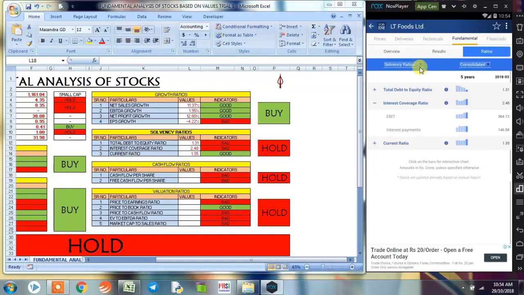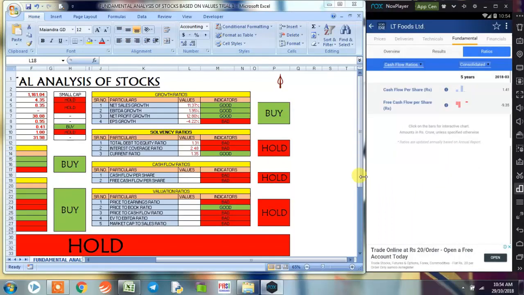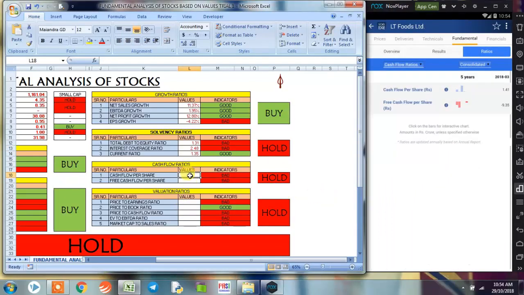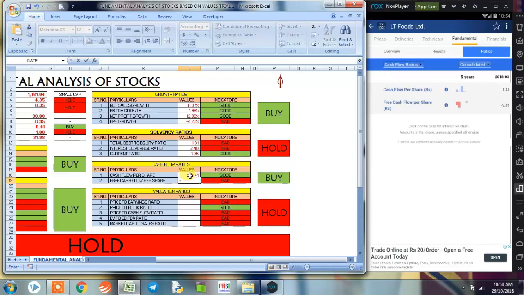Coming on to the cash flow ratio, the cash flow per share is positive 1.41 and the free cash flow per share is negative 9.35. Overall a buy signal from cash flow ratios as well.